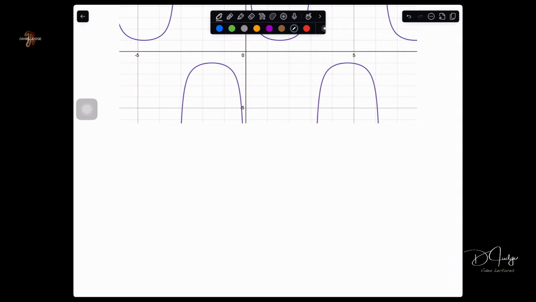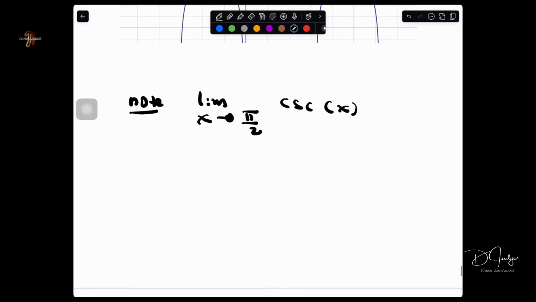And just to give you a note, this is a different question. It's not even on the worksheet, but the limit as x goes to pi over 2 of cosecant, we could get away with just simply saying, well, that's the cosecant of pi over 2. It's functional evaluation, right? Because this is going to be equal to f of pi over 2.